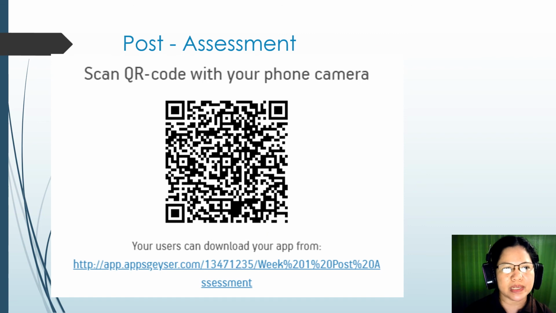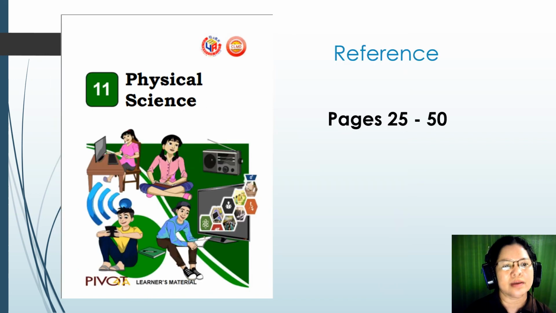For your post-assessment, you can scan the QR code again using your phone camera and then download the app. If you are using a laptop or PC, for Android, you can use the QR code. We are using Physical Science, LDM, as our references, pages 25 to 50.